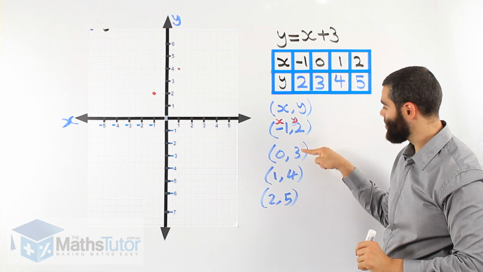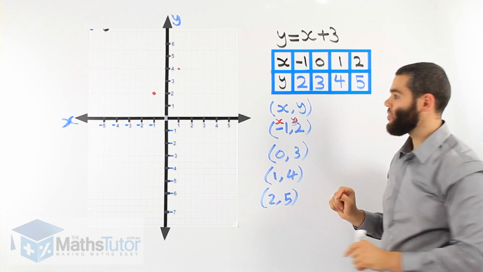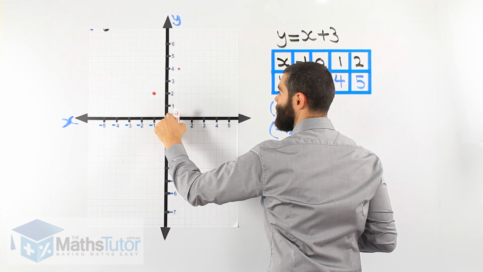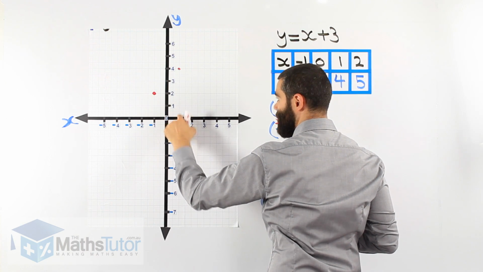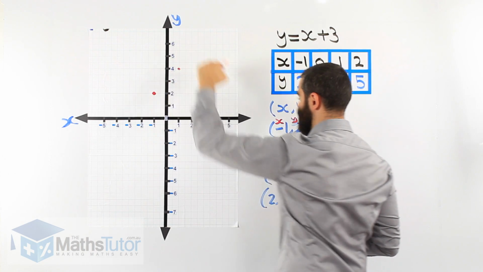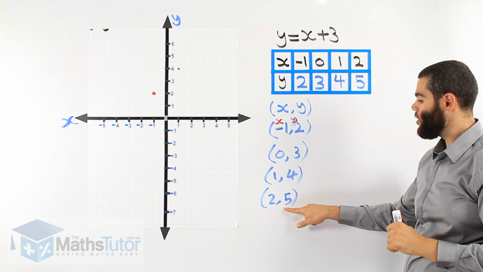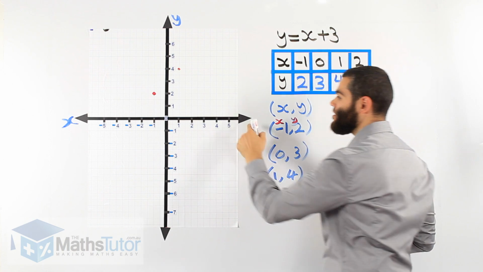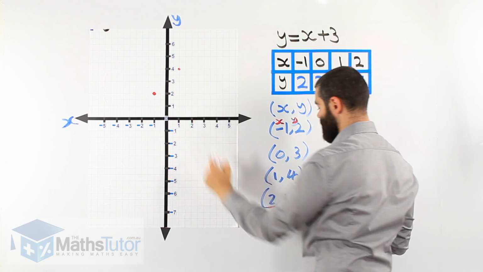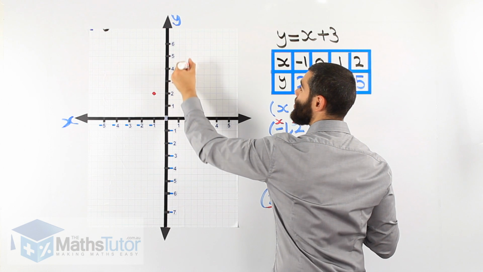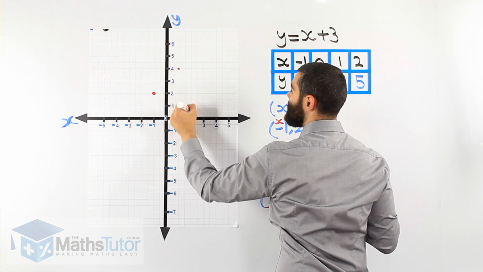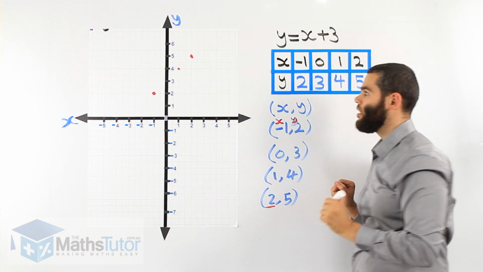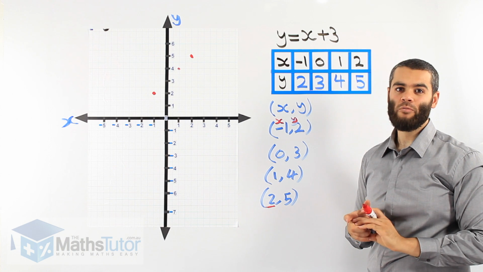In this case here, they're all positives, so we're going up. We said negative 1, 2, we went up. 0, 3, went up. 1, 4, we went up. So we start here and we go up. In this case here. 2, 5. Where are we going to start? At the x-axis, at the point 2, and 5, 2, 5. Where is it? It's there. We make sure we always double check. There it is.